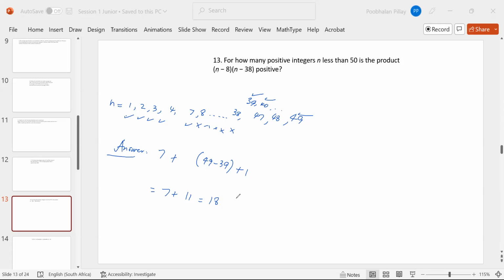All right, so that's the answer to that problem. You simply substitute and see where the answer is positive. And wherever it's positive, you put a tick there and count the total number of ticks. So that is the process.